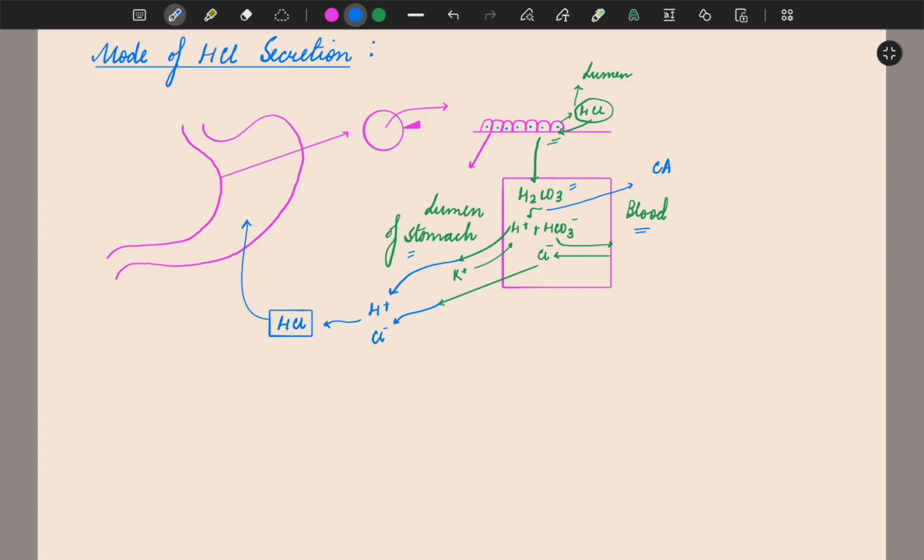So the H+ comes into the lumen of the stomach, and the Cl- comes into the lumen of the stomach. In this way, H+ and Cl- combine to form HCl, which is present in the stomach for certain purposes, and we know many of the functions, the most important one being converting pepsinogen to pepsin for protein digestion.